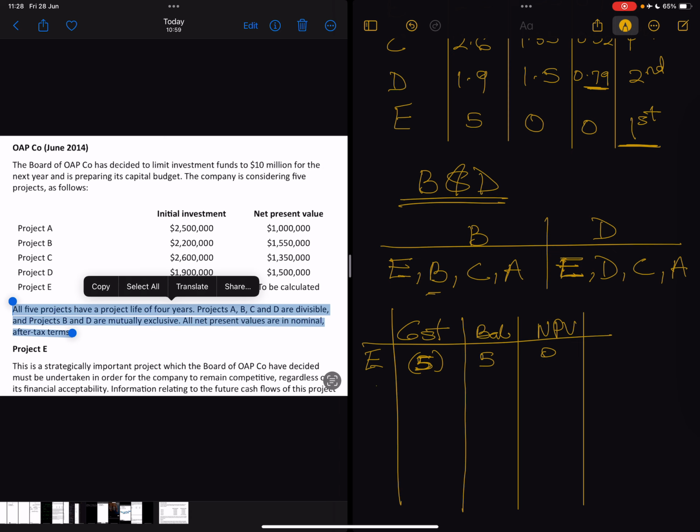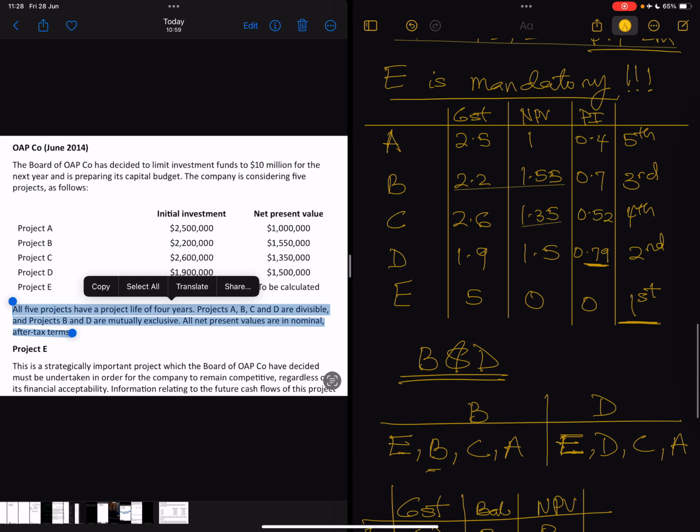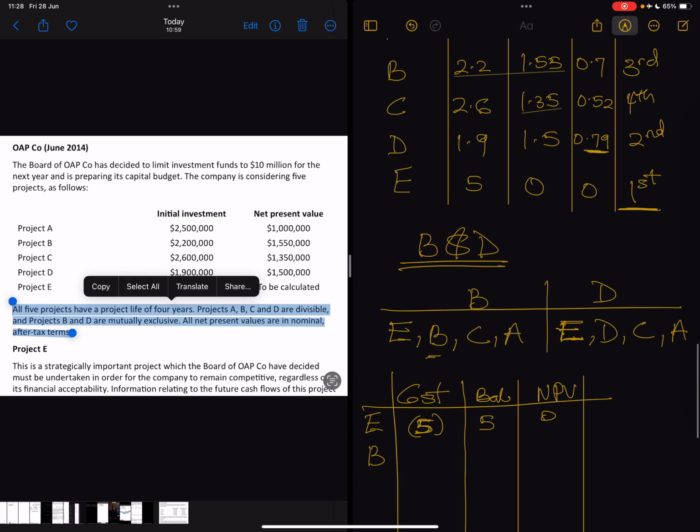Then we'll go to B. For B, we need to spend 2.2, and we are left with 2.8, and we have NPV of 1.55. Then we still have money left, 2.8 left, so we can go to the next, which is C. C will cost 2.6. We still have balance of money of 0.2, and we make NPV of 1.35.